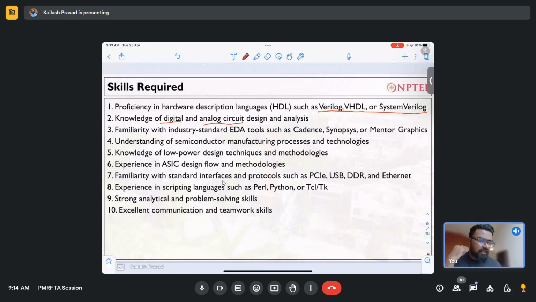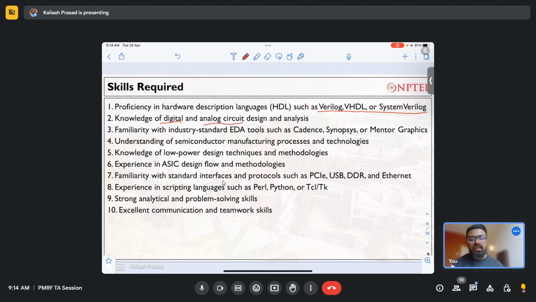The third, which is actually very difficult to access if you are outside an NIT or IIT in India, but there are various open source alternatives, is that you should have expertise in some of the EDA tools. These are generally tools from Cadence, Synopsys, and Mentor Graphics. These are the three big players.